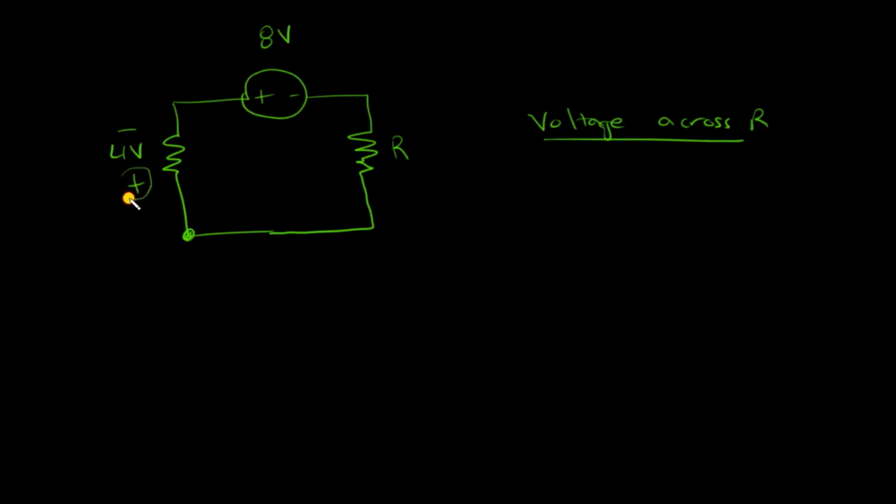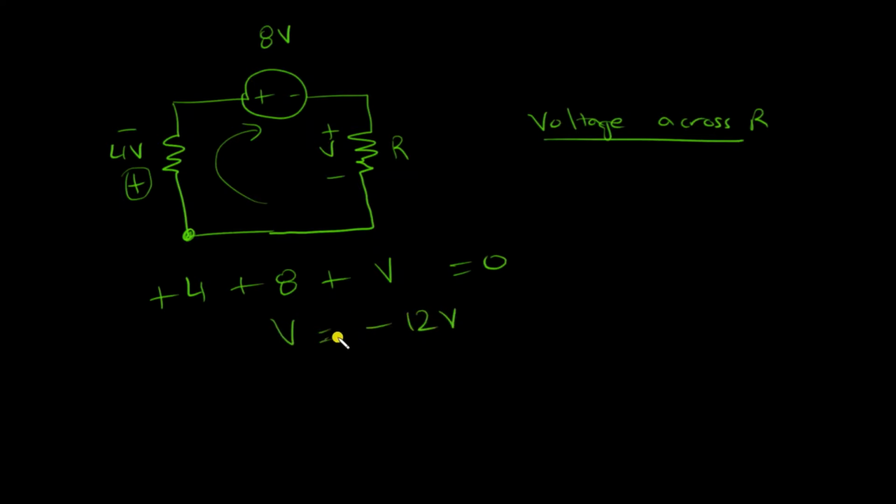We'll just start off from this point, and write off the signs of everything we encounter. So here I encounter the positive sign, so I write +4. Then I encounter the positive sign first again, so I write +8. For the resistor, as I'm moving in the clockwise direction, this would be the polarity. I'll always encounter the positive sign first, so I will write just +V. This is equal to 0. So by solving, V comes out to be -12 volts.